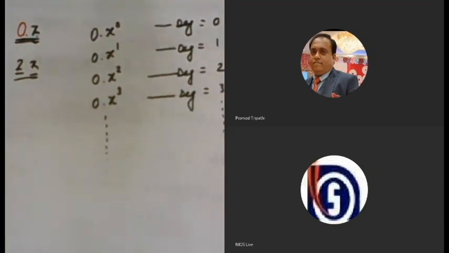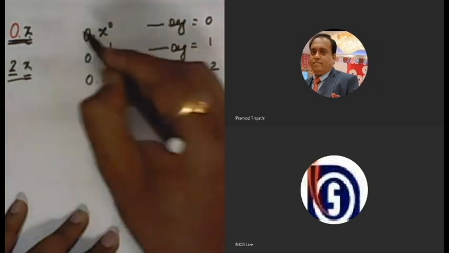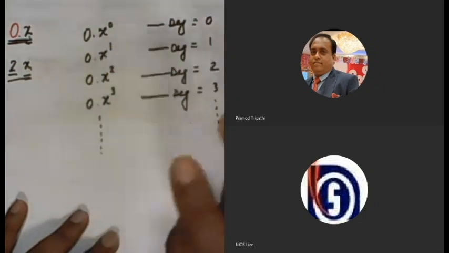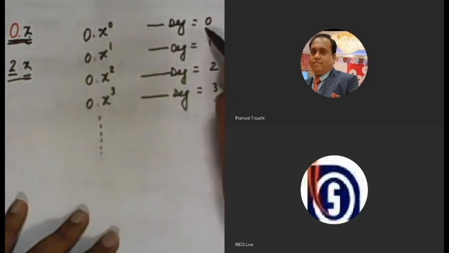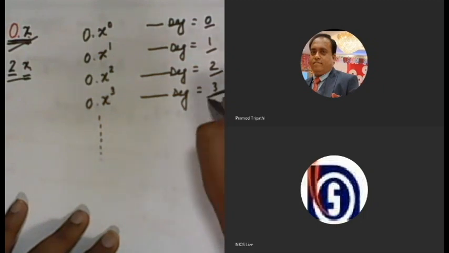So we see that the degree keeps on changing here. Hence, the degree of the zero polynomial is not defined, because sometimes it is 0, sometimes it is 1, sometimes it is 2, and sometimes it is 3. So it is not a certain number. The degree of the zero polynomial keeps on changing. Hence, the degree of the zero polynomial cannot be defined. I think the question is clear.